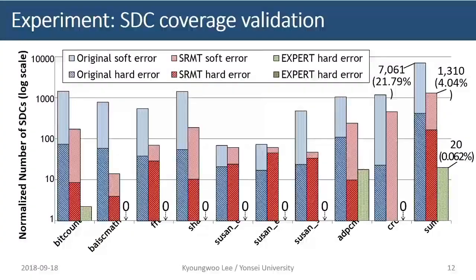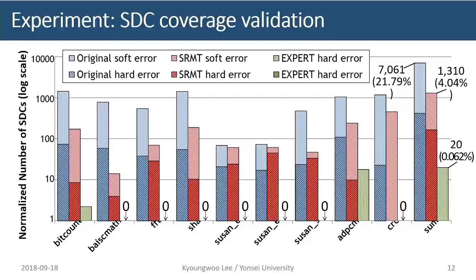This is the result. The x-axis represents the benchmarks that we have studied, and the y-axis shows the number of silent data corruptions on a log scale. The blue one shows the number of silent data corruptions because of soft errors and hard errors, the red one shows the number of silent data corruptions in SRMT, and our own one is shown in green.